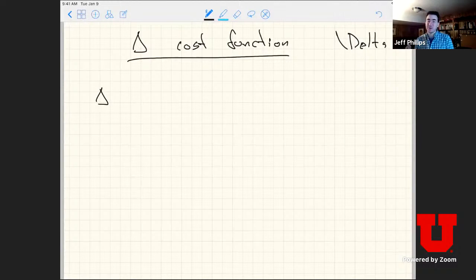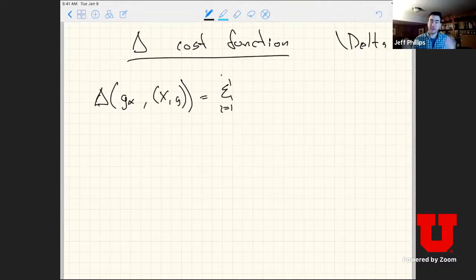We're not going to use sum of squared errors for this section. That's another reason I put it towards the end, because up until now, sum of squared errors basically gives you the right thing. In this case it's not quite right. Some people use sum of squared errors probably out of habit, but there are better ways of defining the cost function. So we're going to define this delta cost function, and it will take in a function g alpha and a data set x, y. It's going to be, again, the sum from 1 to n, so it's going to be decomposable.